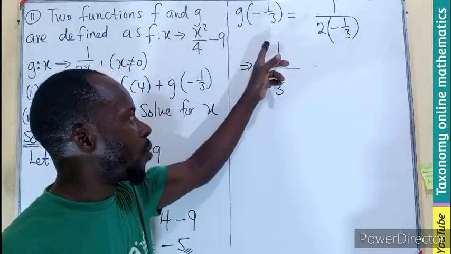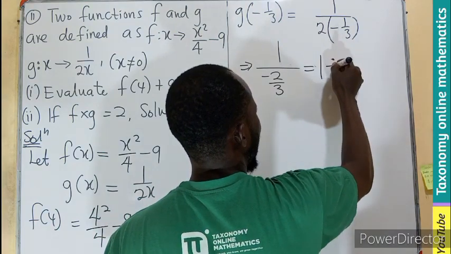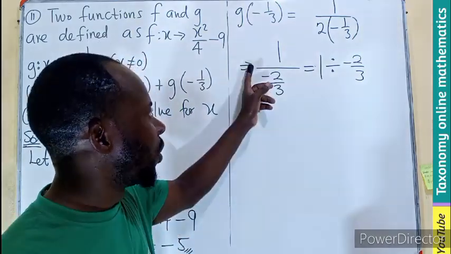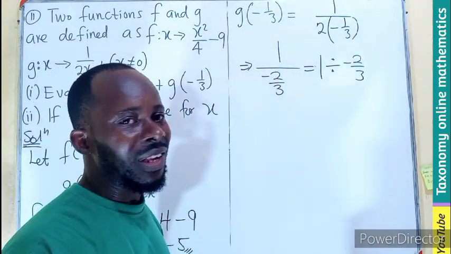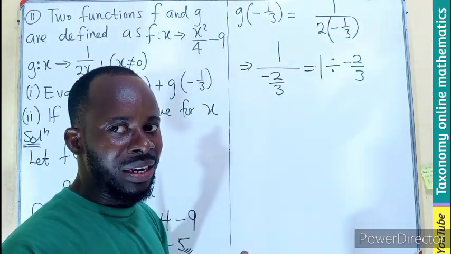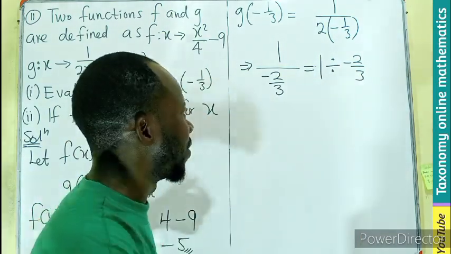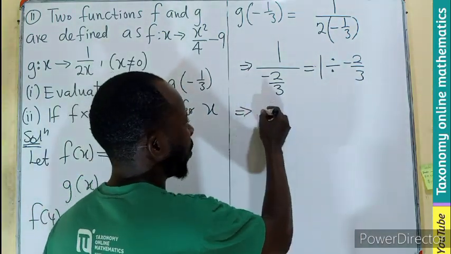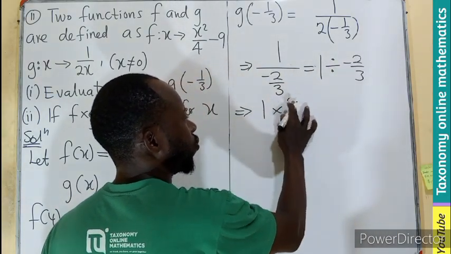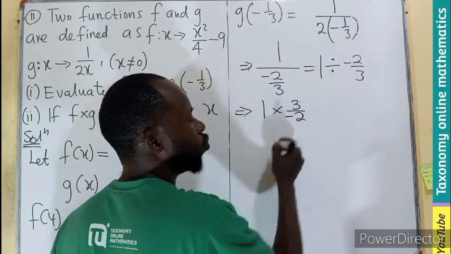You can see this is a double division. So I have it as 1 divided by negative 2 on 3. Same concept, changing this bar to a division. When you are dividing two fractions, 1 is also 1 divided by 1. So we change the division to multiplication, then we flip the second fraction. That means 1 times, 2 will now come down, 3 is going up, so 3, then minus 2.